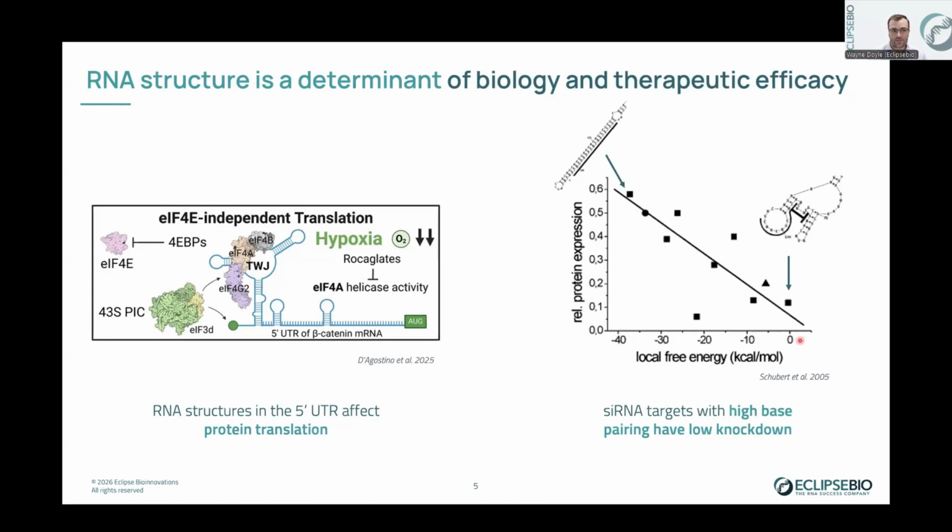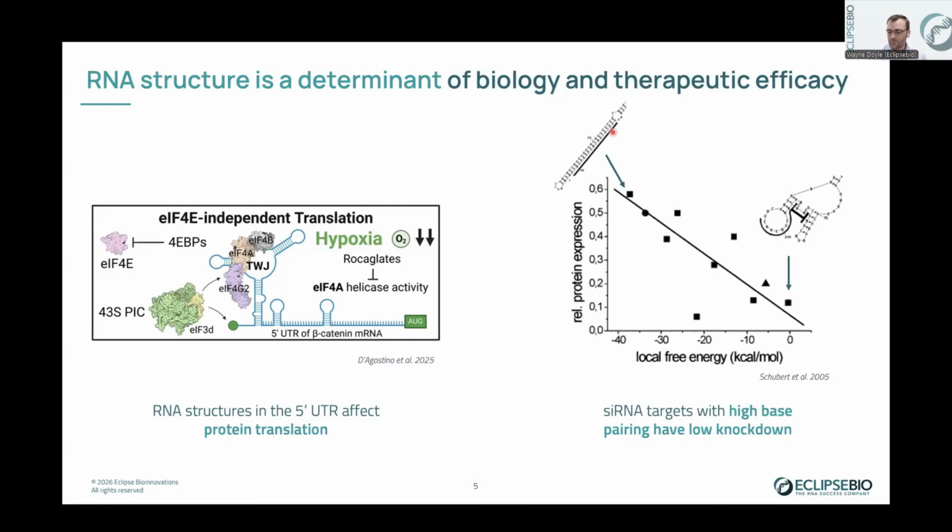And the more unpaired bases that are present, the more efficacious an siRNA is in actually decreasing the amount of protein expression. If you move more to the left and there's more of a rod, where a lot of base pairing is occurring, you have a lot less knockdown. Due to this, we have supported a lot of partners that are looking to see what's the actual secondary structure that my RNA of interest is having in my specific model system.